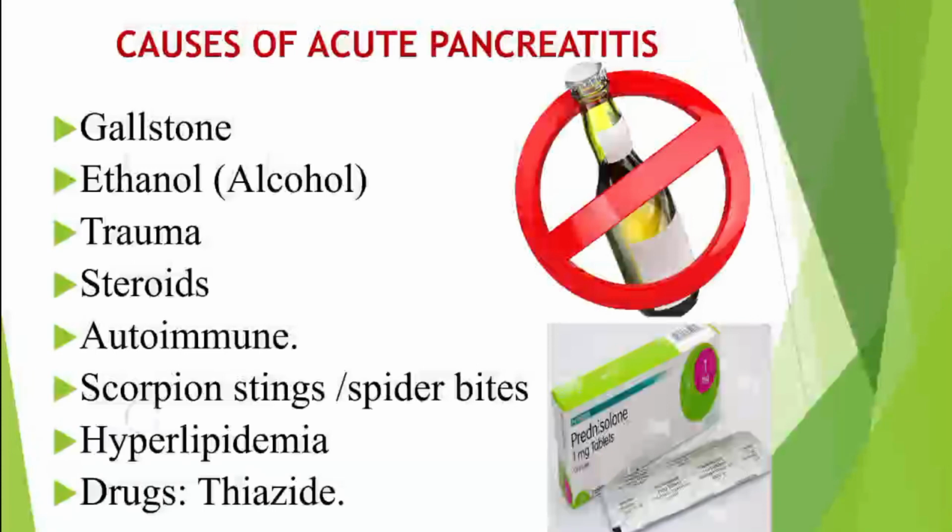Next is trauma, like if the patient is undergoing ERCP or any endoscopy. Due to the procedure, there is a chance of damage to the pancreas by the ERCP, the endoscopic tube or catheter, or the instrument. So that's why there can be a chance of injury to the pancreas, and from there pancreatitis can occur.